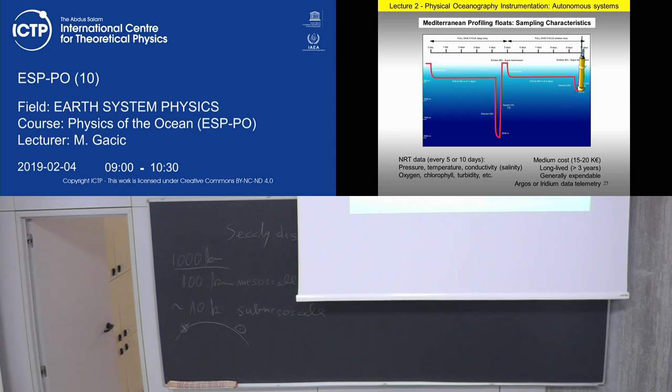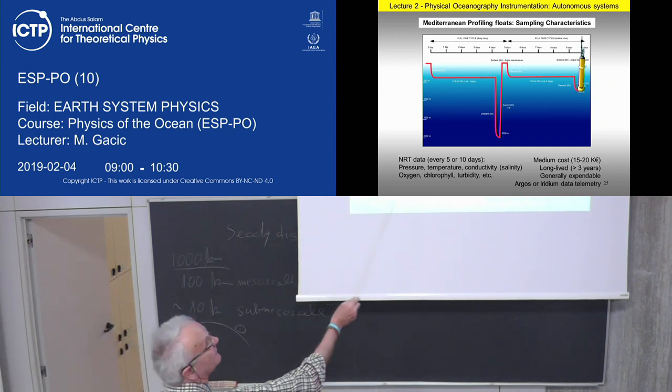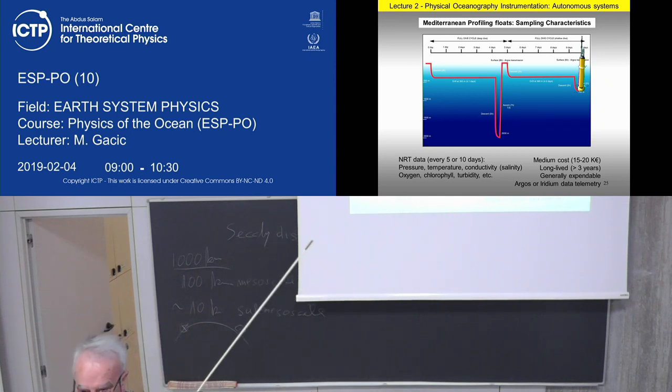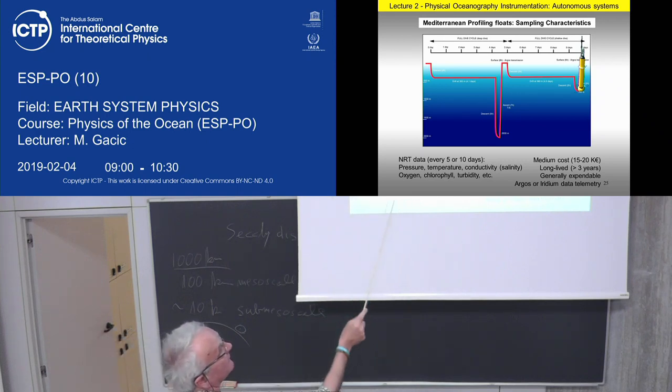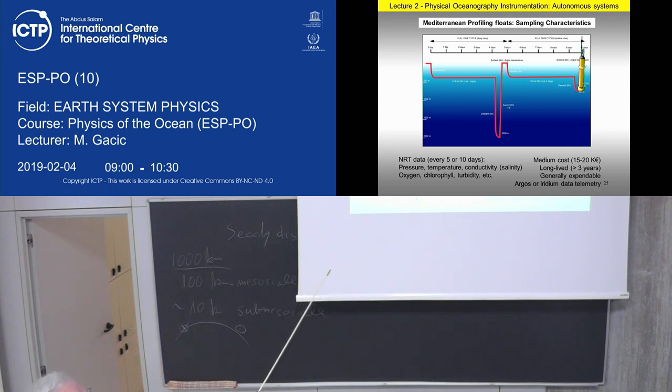It was chosen because at around 300 meters there is this salty Mediterranean water, which goes from the Eastern Mediterranean toward the Atlantic and exits through Gibraltar. In order to follow the path of this Mediterranean water within the Mediterranean, the parking depth, the depth where it does the measurements or drifts with the flow, is 350 meters. You can see the Mediterranean circulation, and every 5 days it transmits the data to the center.